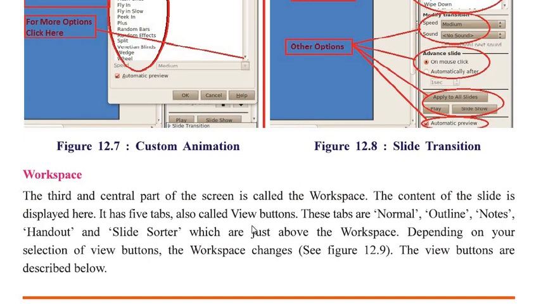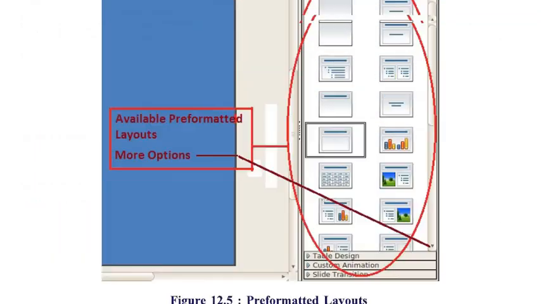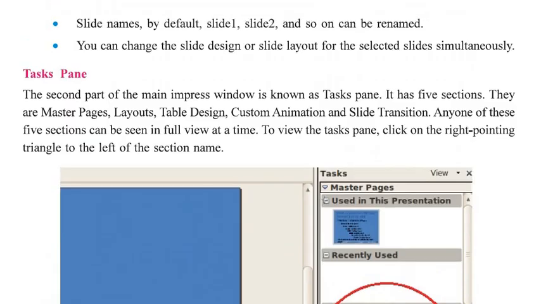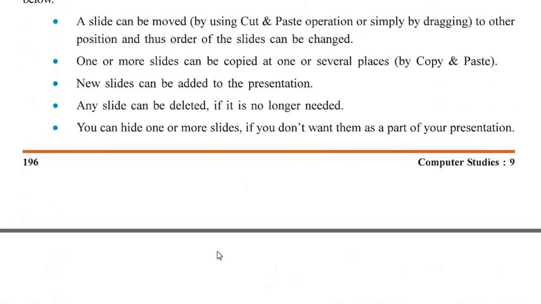Then workspace. Now we talk about the workspace. The third and the central part of the screen is known as workspace. Workspace means the central part. They are considering it the third part. It is actually the main part wherein you design the slide. This whole part is known as workspace. Now we discuss about workspace.